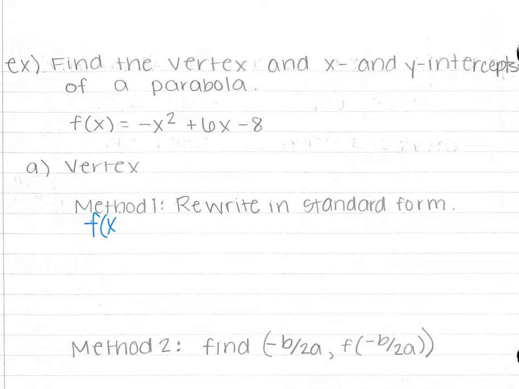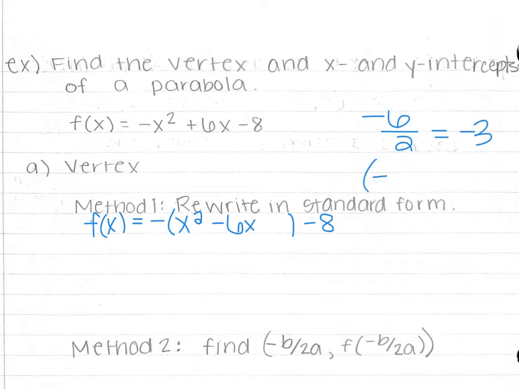So we get f of x equals, we need to factor out a negative from the first 2 terms. So we get x squared minus 6x, and then our minus 8 stays outside. We take negative 6 divided by 2 and get negative 3. We take negative 3 and square it, and we get positive 9. So inside here I'm adding a positive 9.